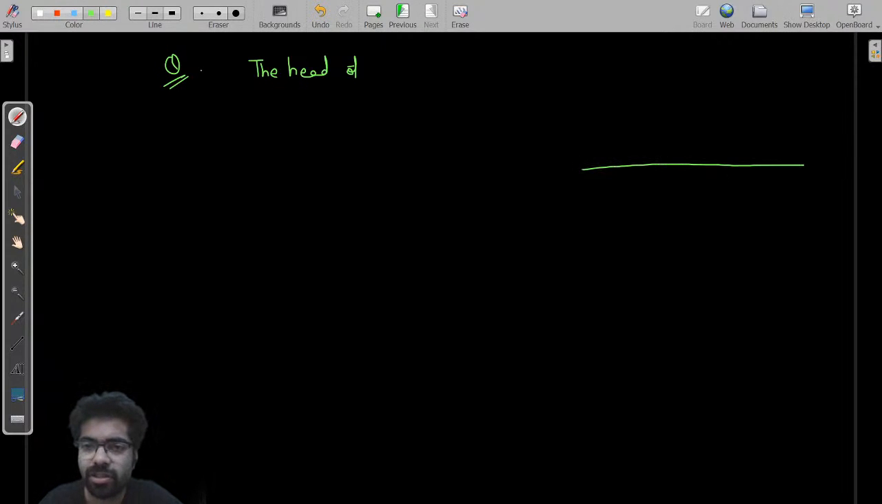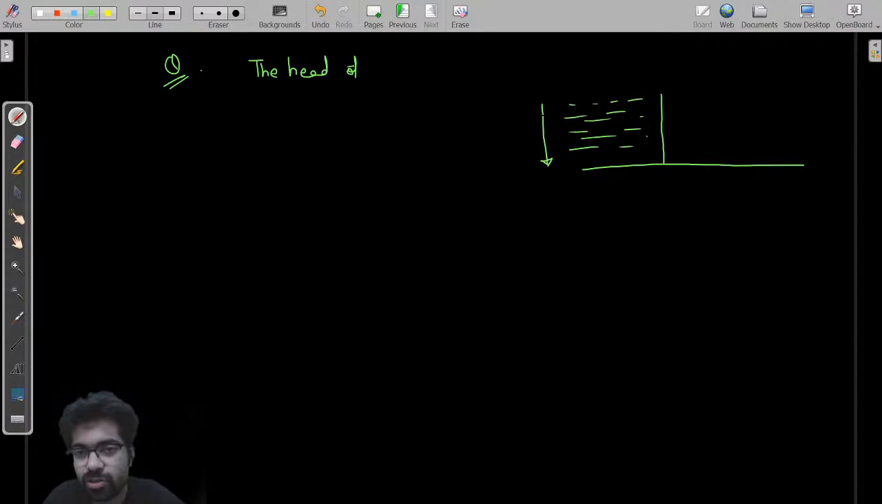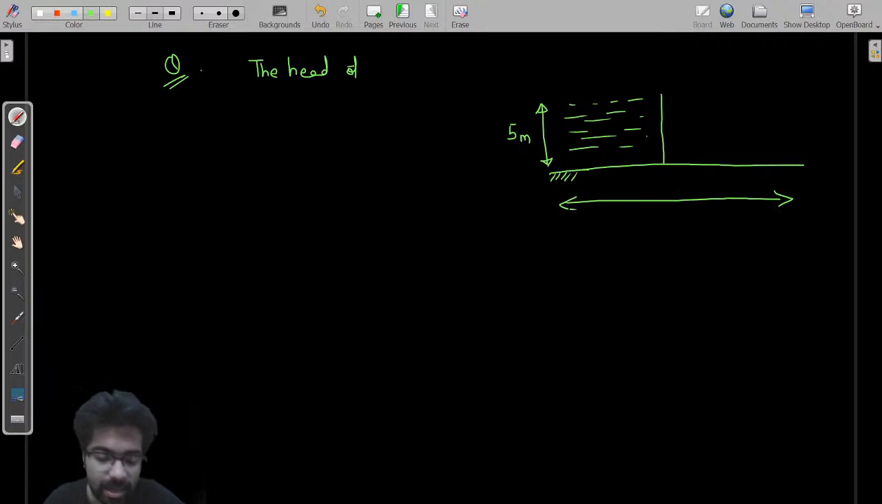Let me draw the diagram here only. This is the head of the water which is given as 5 meter here. Then the length of the floor is given as 10 meter, my dear friends, and the length of the downstream pile is given as 4 meter. This is the diagram which they have drawn in the question. This is a previous year question, dear friends.